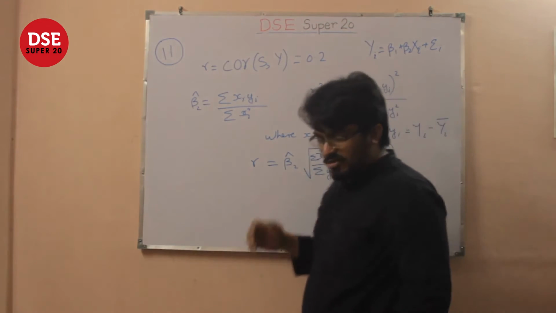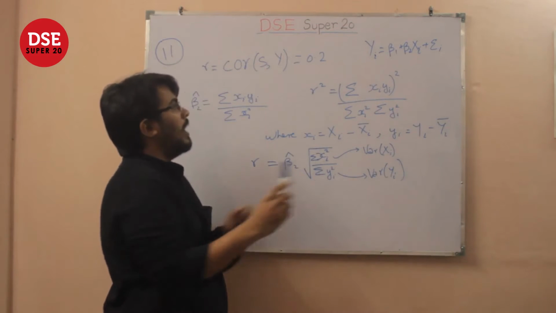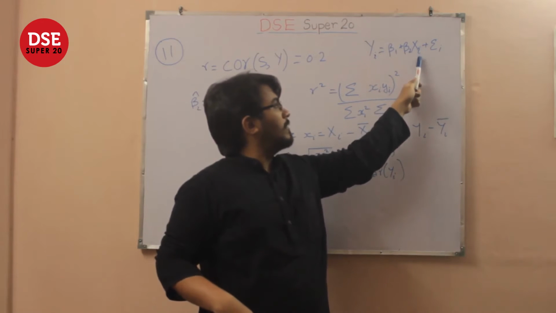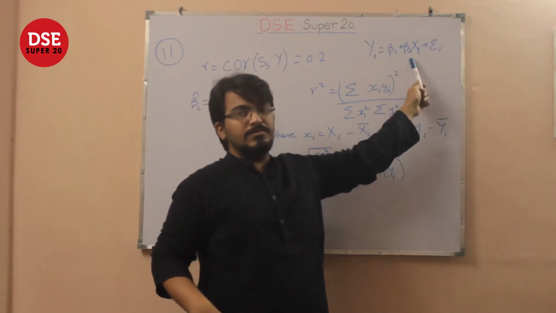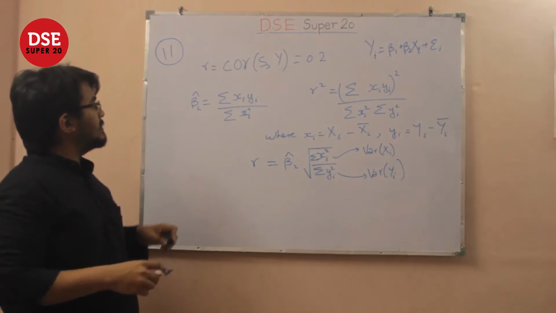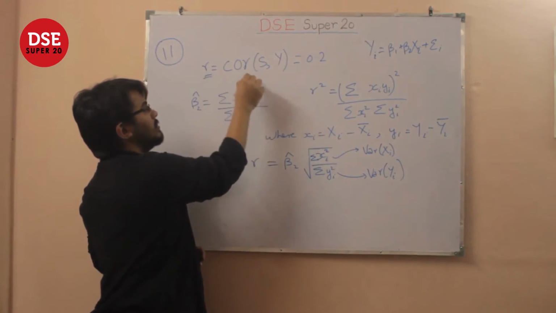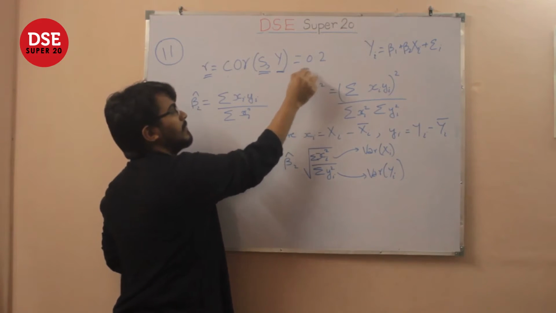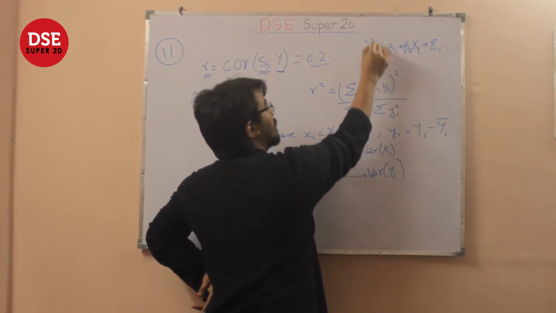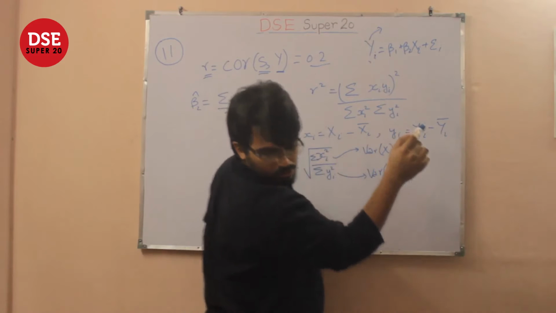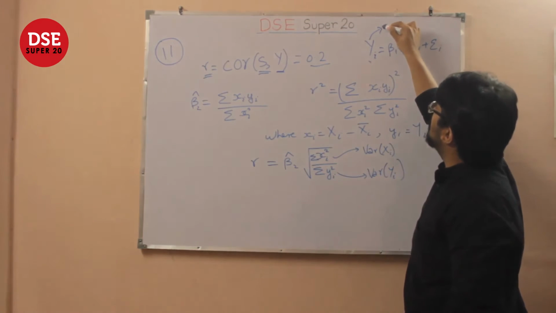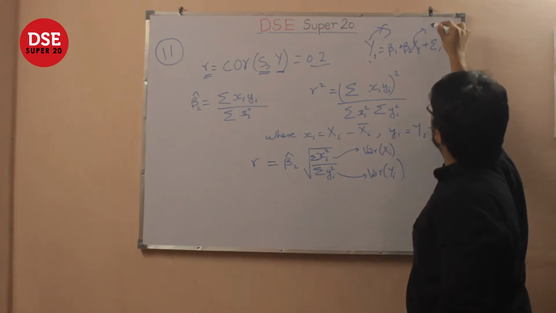Let's say you have a regression model which says yi, the dependent variable, as a function of the independent variable x. So yi is beta 1 plus beta 2 xi plus epsilon i, where epsilon i is the error term. Now, the question says that the correlation coefficient between savings and income is 0.2. So in this particular case, let's consider y to be savings and let's consider x to be income.